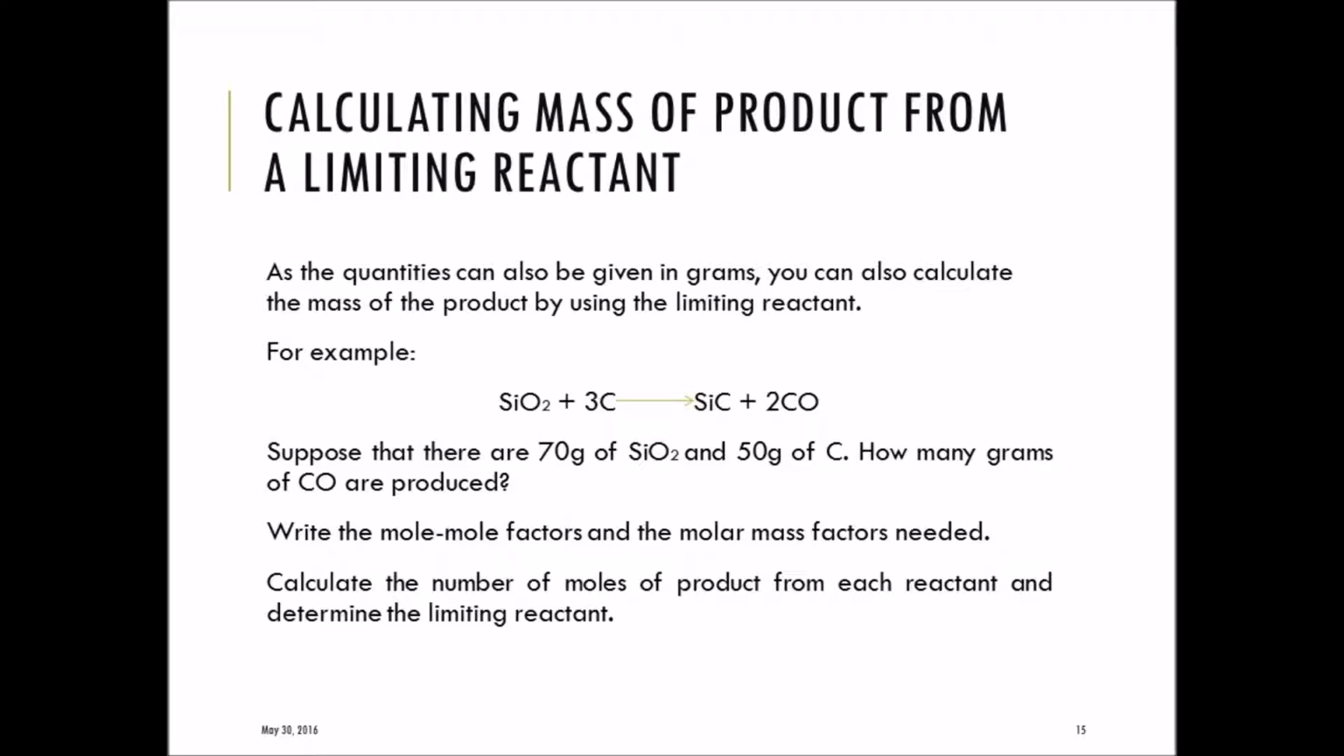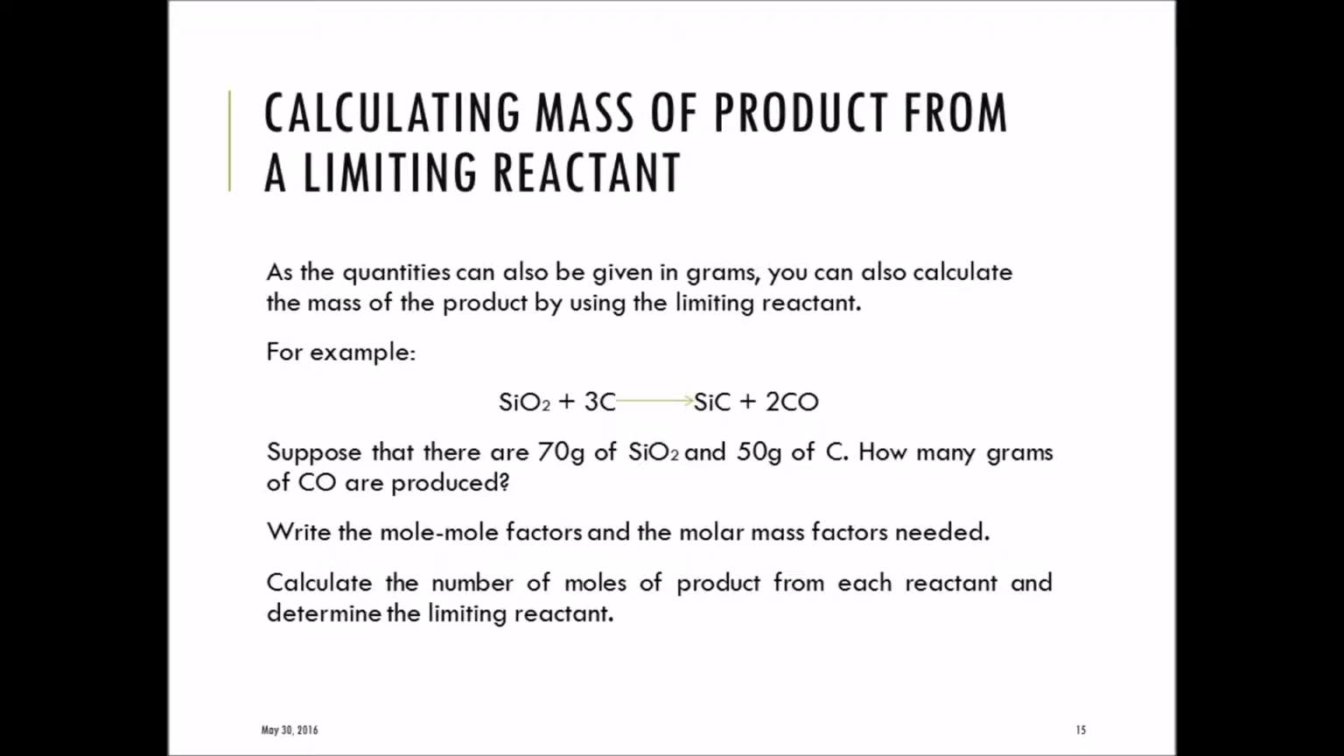Imagine that you have silicon oxide and carbon that are going to react and form silicon carbide and carbon monoxide. And let's suppose that we only have 70 grams of the silicon oxide and 50 grams of the carbon. So how many grams of CO are produced?